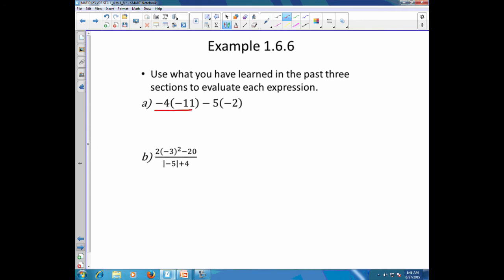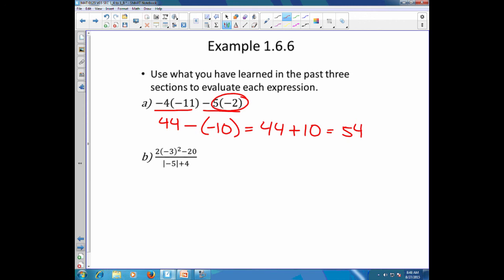Remember, we want to multiply before we add or subtract. Negative 4 times negative 11, well, that's positive 44, minus 5 times negative 2, which is negative 10. Now we have minus negative 10. That's just going to become plus 10. So the answer is just 54.